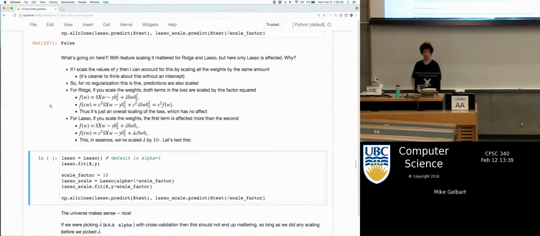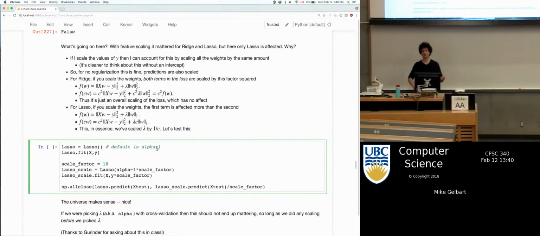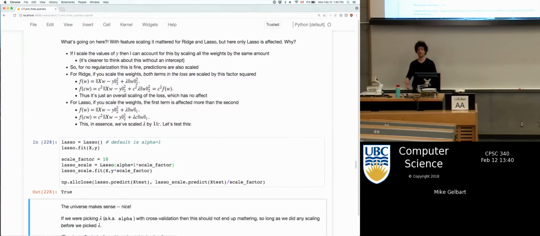Great. What's interesting about this is if we just gave another factor of c to lambda, we could actually correct this problem. So in scikit-learn, what we call lambda, they call alpha, and by default it's 1. So if I set alpha to be multiplied by that same scale factor, and then I rerun the experiment, they actually work out the same. So in other words, when doing lasso, if I scale my y values, that implies a similar scaling on lambda.